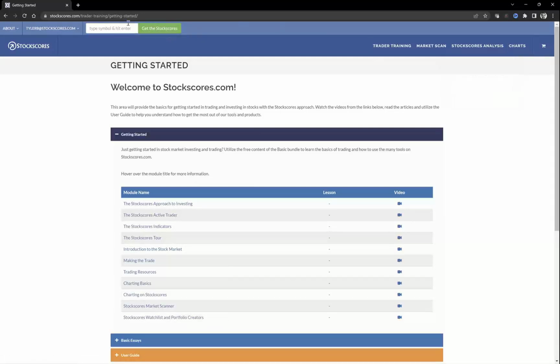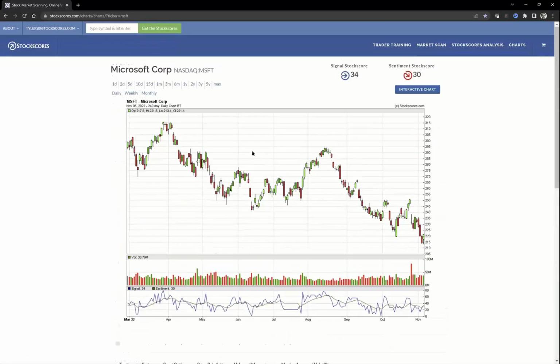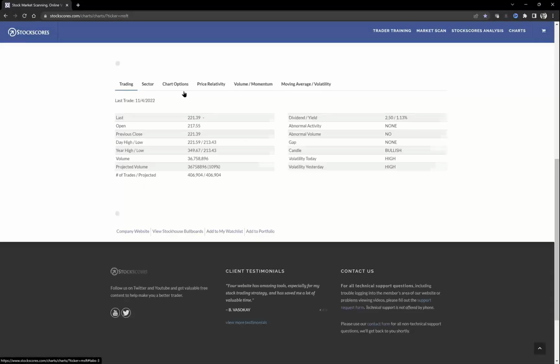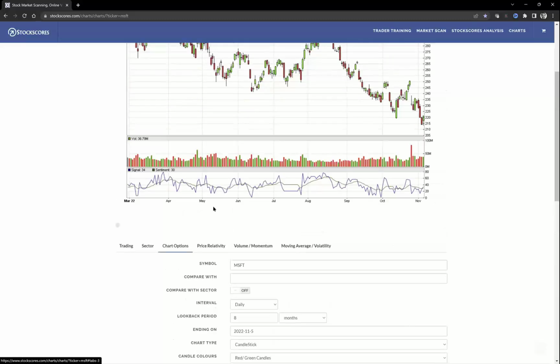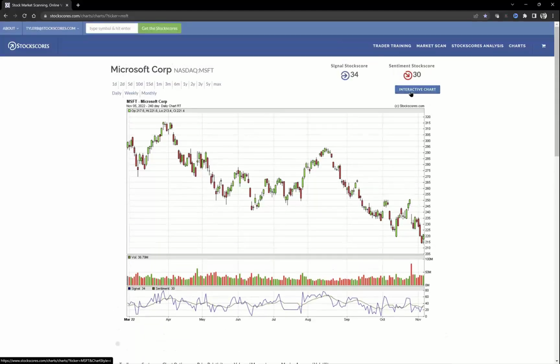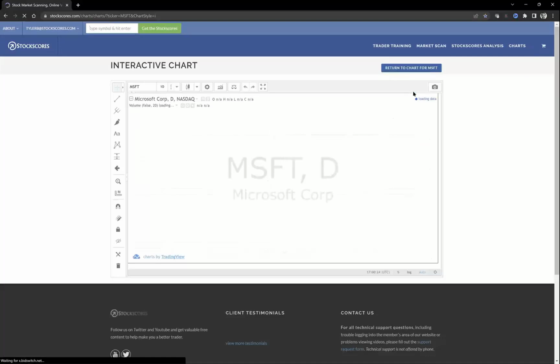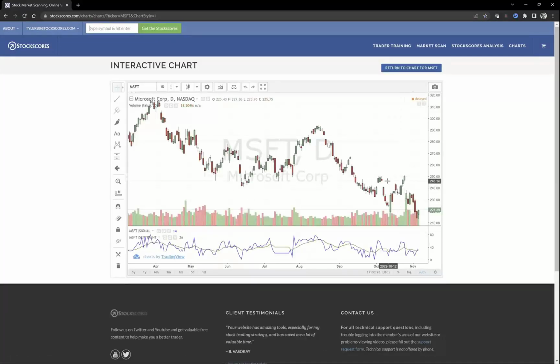All right, now you can add indicators to a chart. So I can pull up the Microsoft chart, and I could go down below here, chart options. I can add moving averages and the Stockscores and all kinds of different things with this tool. I can also change the chart. If I want to have an interactive chart so I can see the prices on any particular day, I can choose interactive. And now as I scroll from left to right, I can see what the prices were on those days because they're changing up here.